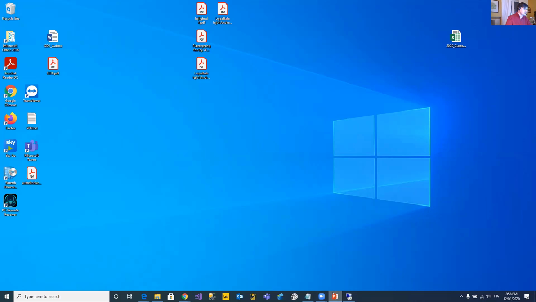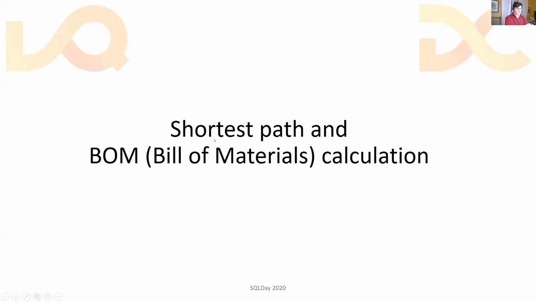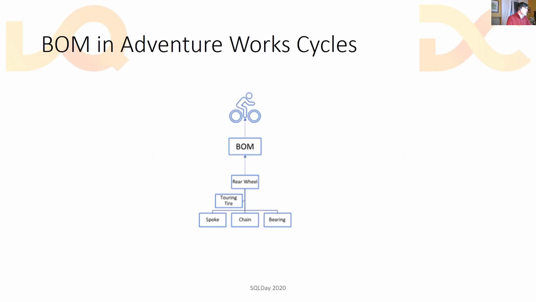Let me go again. I just wanted to talk about the use of the shortest path for the bill of materials calculation. This is coming from Microsoft examples, and they are based on Adventure Works, so you can easily find them. I give you the reference, so you can find and replicate the examples if you want.